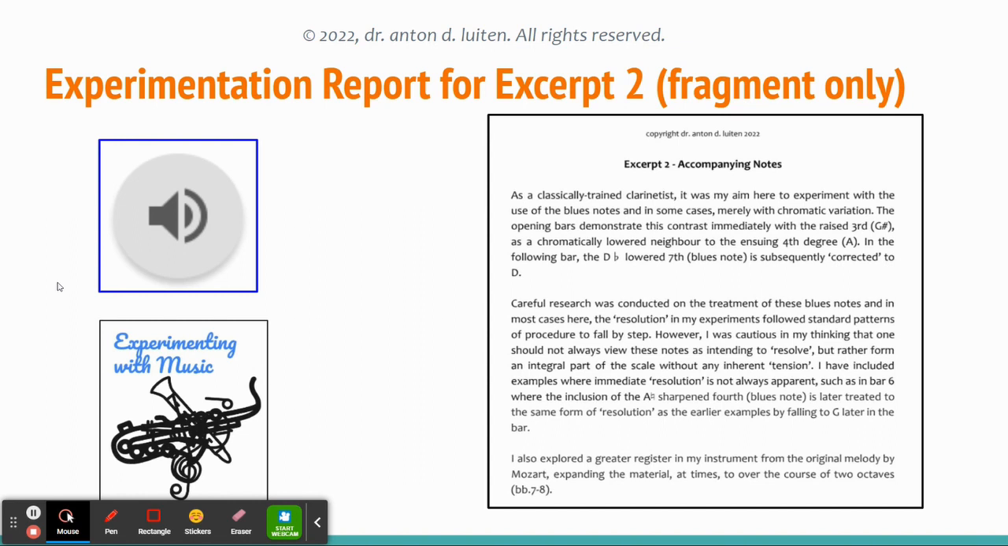I have included examples where immediate resolution is not always apparent, such as in bar 6, where the inclusion of the A natural sharpened fourth blues note is later treated to the same form of resolution as earlier examples, by falling to G later in the bar. I also explored a greater register in my instrument from the original melody by Mozart, expanding the material at times to over the course of two octaves, bars 7 and 8.